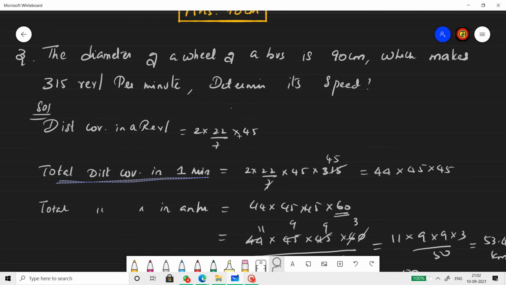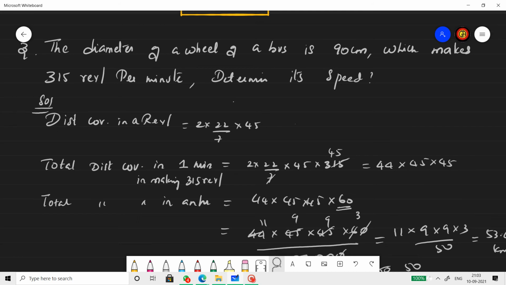Then distance covered in 1 minute in making 315 revolutions equals the distance covered in one revolution into 315, where whatever is possible to cancel, I've cancelled out and kept it in this one. 44 into 45 into 45. No need to simplify now and then, just simplify only in the end.